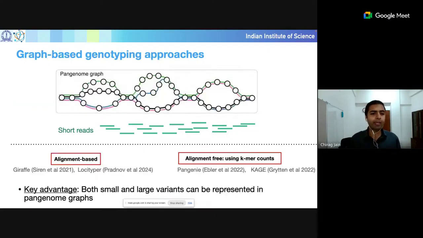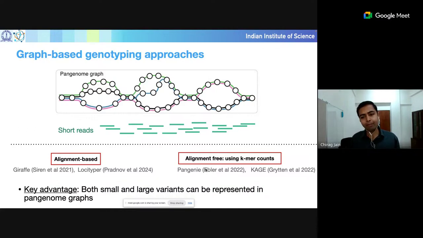As a result, there have been a number of attempts at extending the genotyping problem to use graph references as well. In the graph-based reference, you now have a pangenome graph reference instead of a linear reference. And again, I can think of two kinds of approaches, alignment-based and alignment-free methods. In alignment-based methods, again, I would want to align these reads accurately to these graphs, and based on the alignments, I would infer the genotype at all loci.